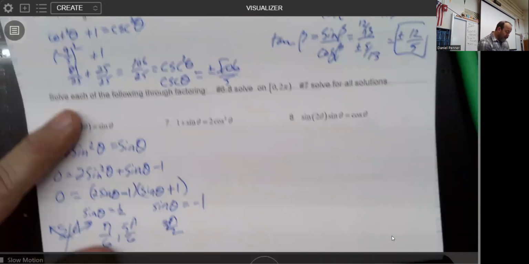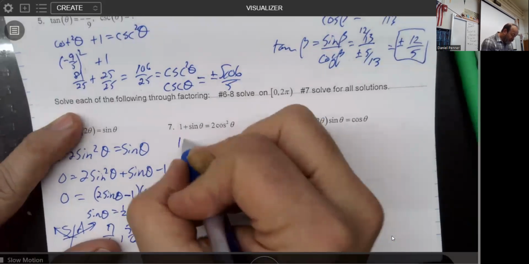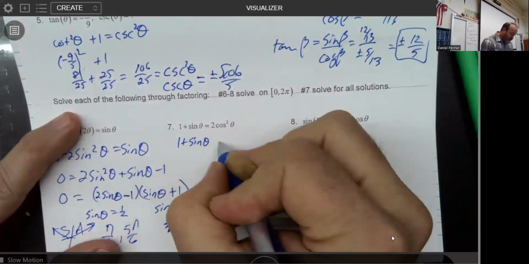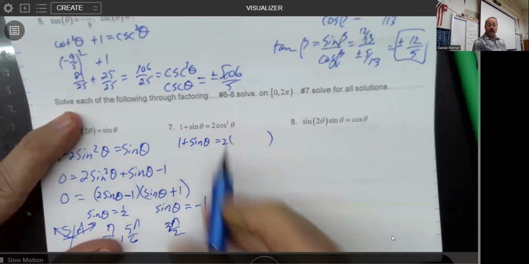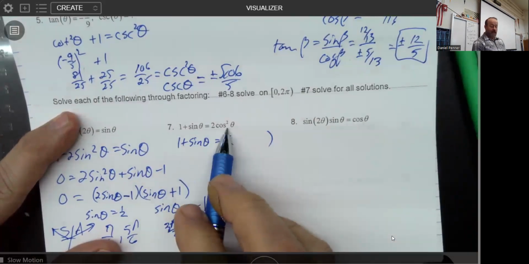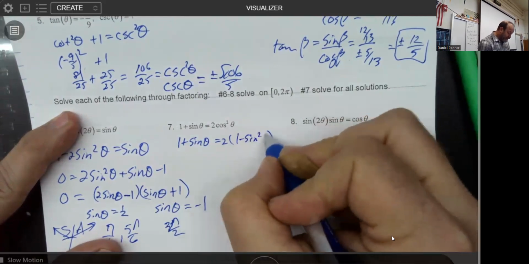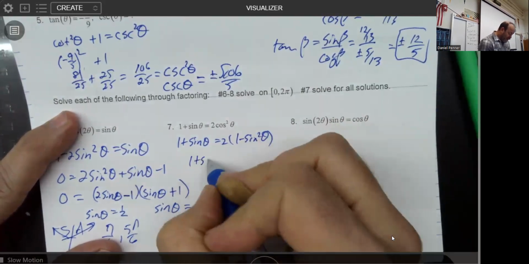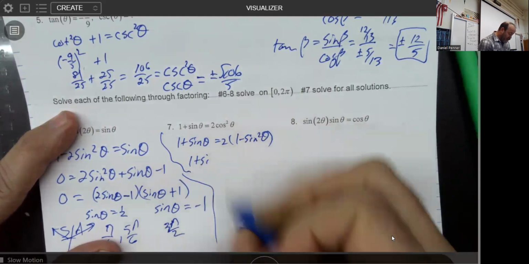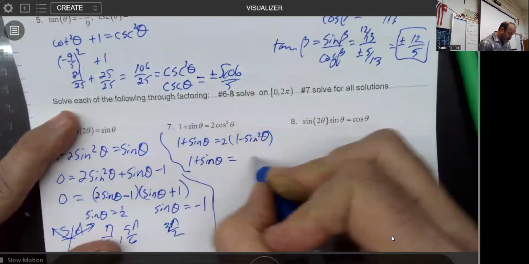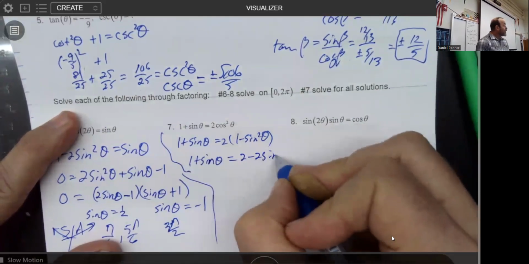Now, for number 7, there's really only one way that I know that I could go with that thing, because this is in a sine. I would like this to be a sine as well, but I know cosine squared is 1 minus sine squared. And so I have what's going to turn into a fairly similar story to the previous problem. I'm going to move things around.